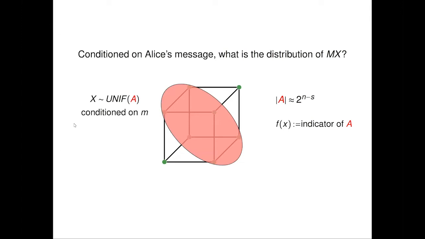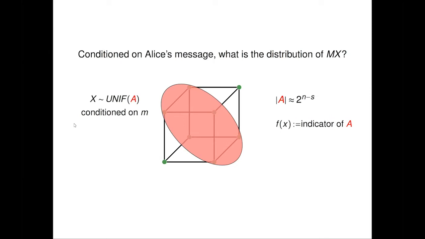If we put ourselves in Bob's position, we want to understand what the distribution of the bits of the parities across the edges of Bob's matching is, conditioned on Alice's message. Conditioning on Alice's message makes X, which is a priori a uniformly random binary string, uniformly random on some subset of the Boolean hypercube. Here's the subset pictured in red.